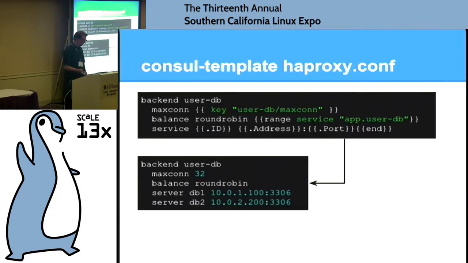Now if we add DB3 or we take DB2 out of service, as soon as DB3 publishes its healthy status with the cluster, all of the upstream clients will instantly get DB3 in their haproxy.conf. And haproxy will hop or whatever you might need it to do.